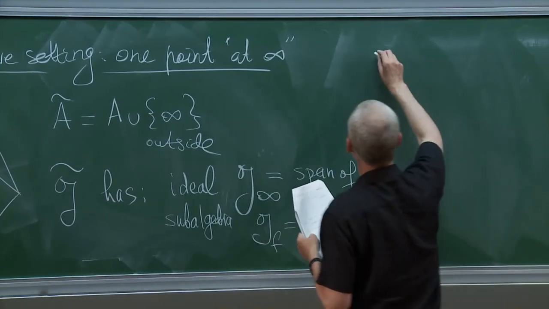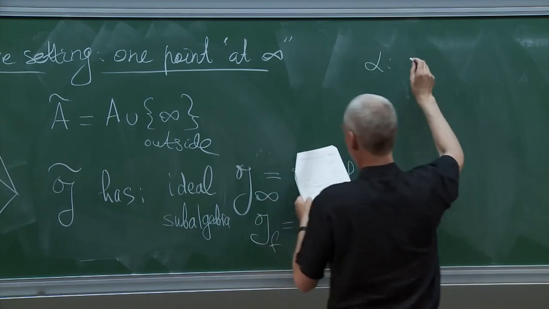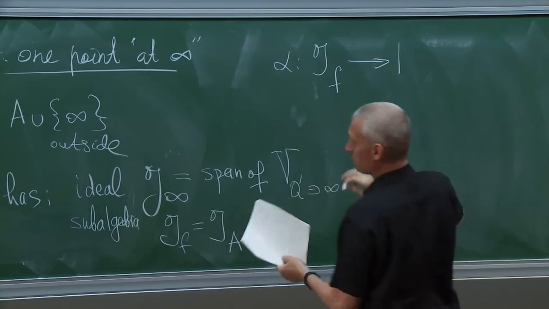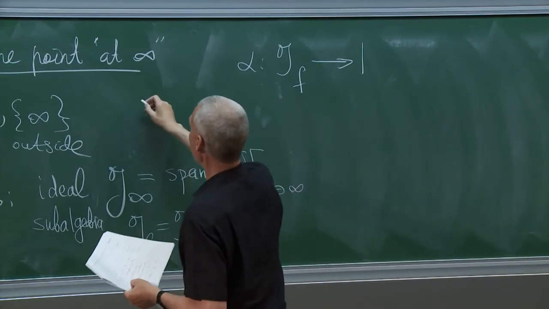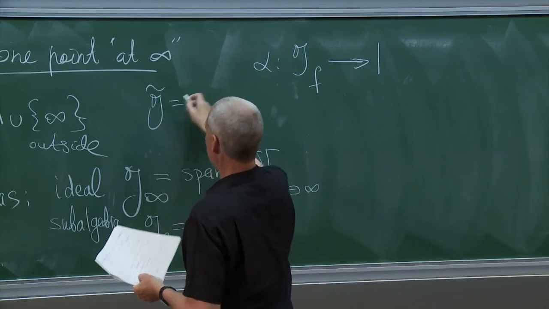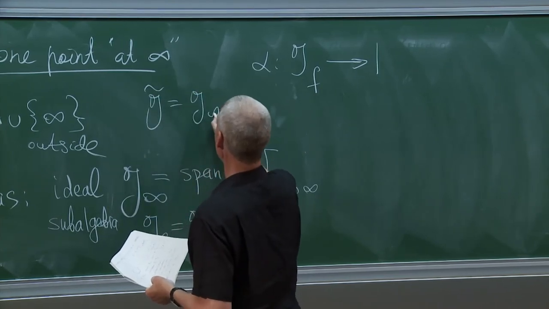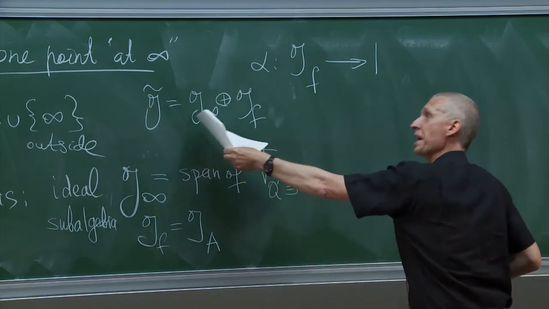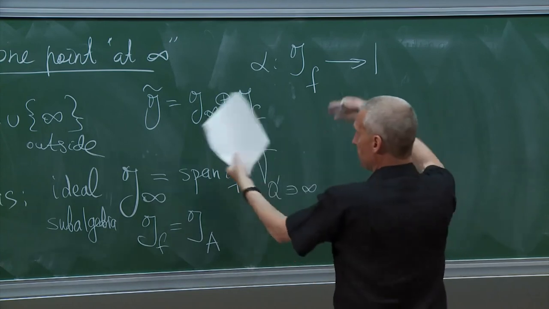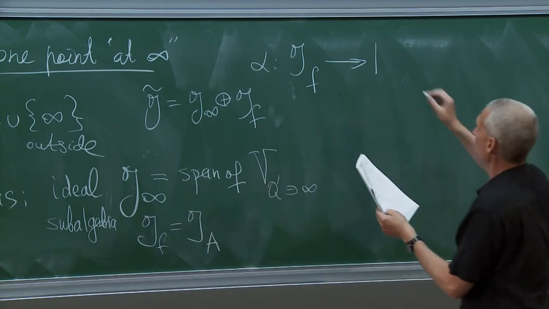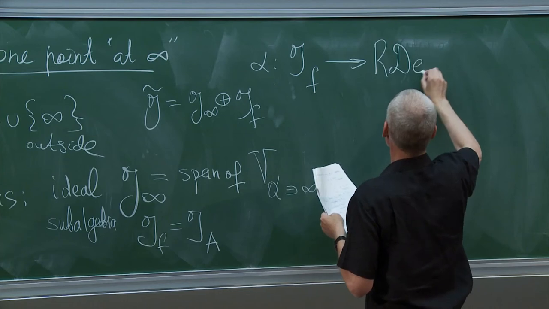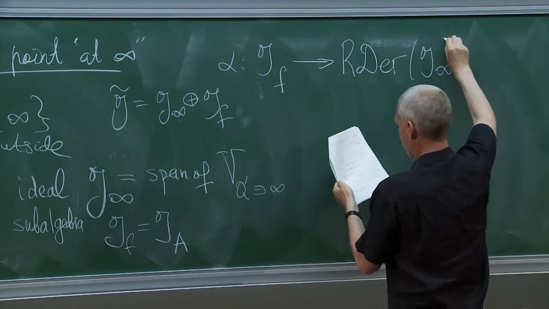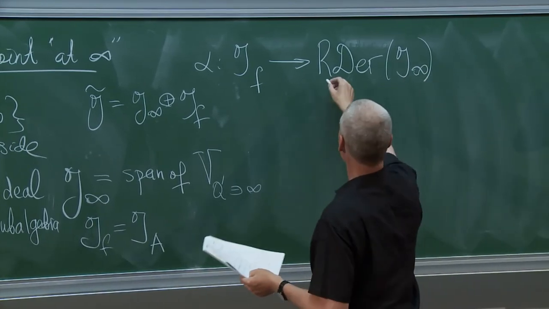So there is a canonical map, say alpha, from G_F to, so when we have a Lie algebra G hat, which is a direct sum of a subalgebra and an ideal, it means that the subalgebra acts on the ideal. And in the L-infinity situation, we will have a sort of derived action. I write the derived functor of derivations of G infinity.